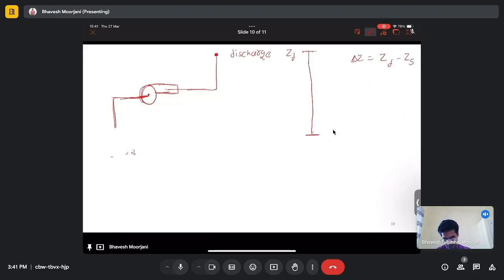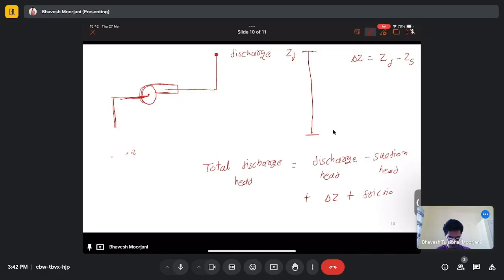For head calculation, total discharge head is given as discharge head minus suction head plus delta Z, which is the elevation difference, the height difference between suction and discharge, plus the friction losses, if there are any.